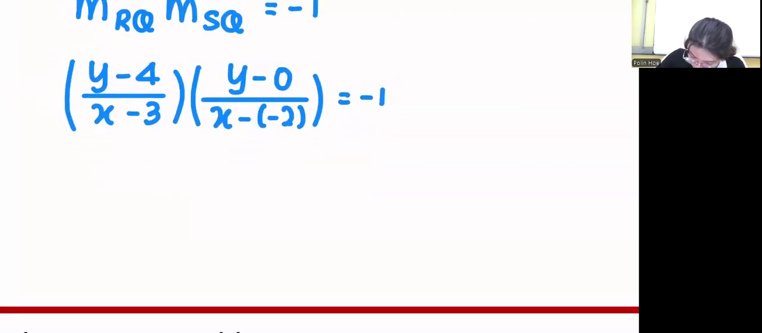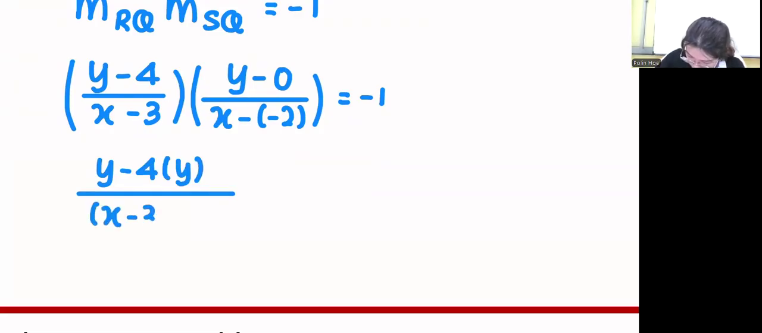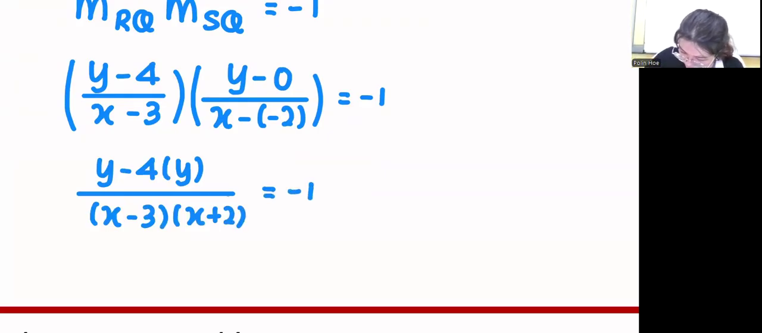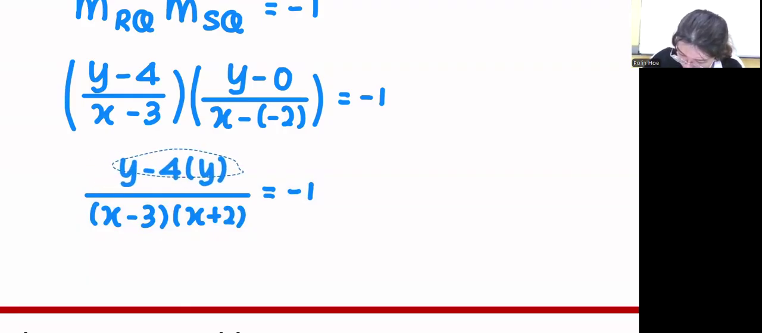So y minus 4 over x minus 3, multiplied by y over x plus 2, equals negative 1. And we expand it. Now, this one you will make mistake, huh? So you better put a bracket.